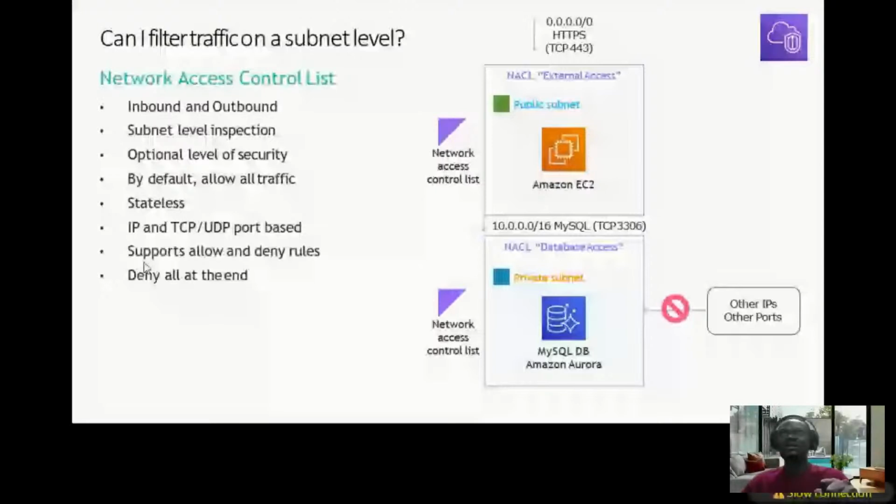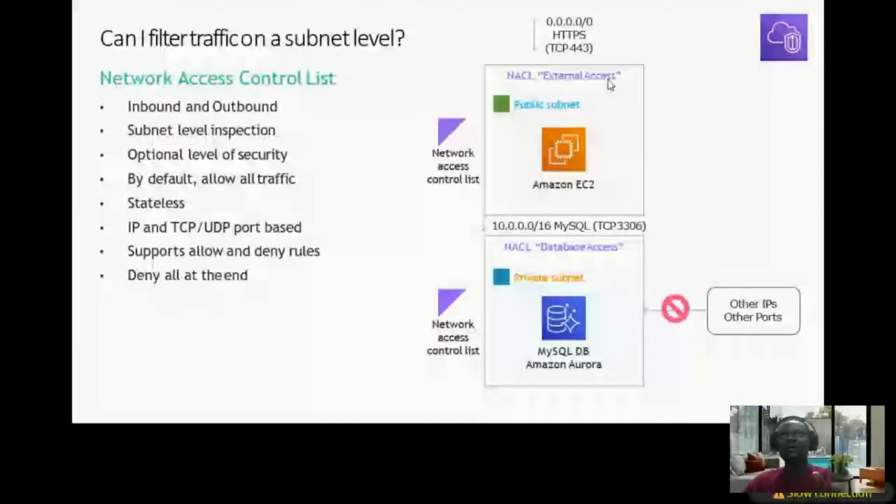And we have a guide. The network access control list works at the subnet level. Anything that you define as allow, for example 3306 allow, is permitted, but other ones which you didn't allow, the IP address is blocked automatically.